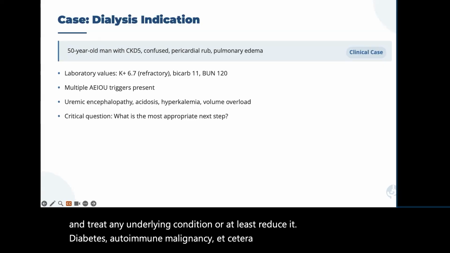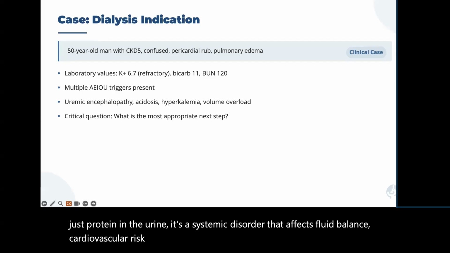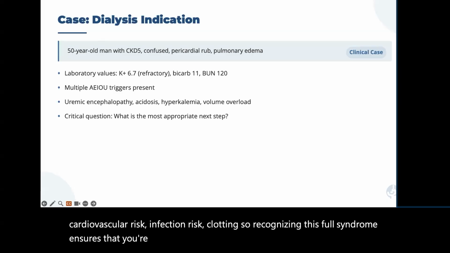Nephrotic syndrome is not just protein in the urine. It's a systemic disorder that affects fluid balance, cardiovascular risk, infection risk, clotting. So recognizing this full syndrome ensures that you're treating just beyond the creatinine.